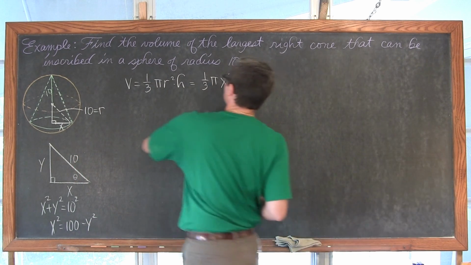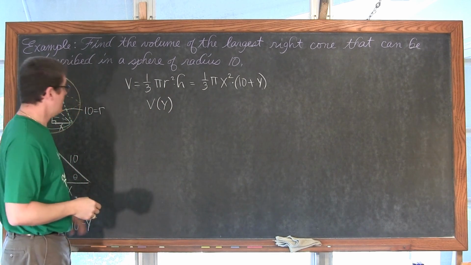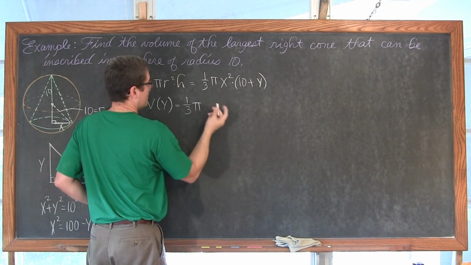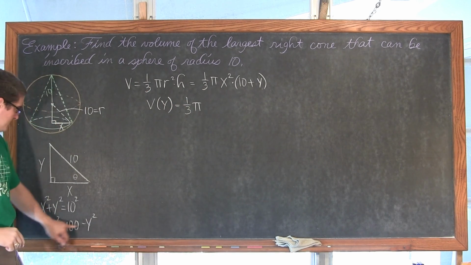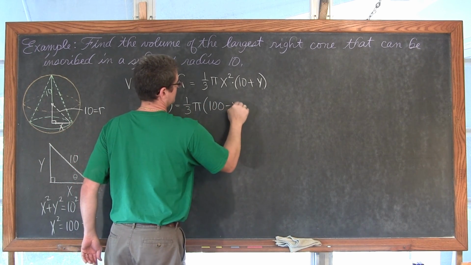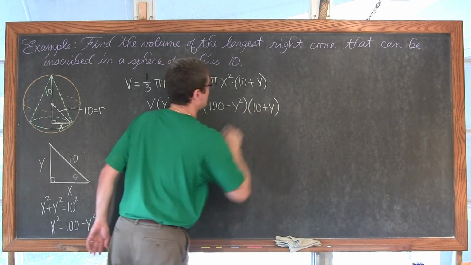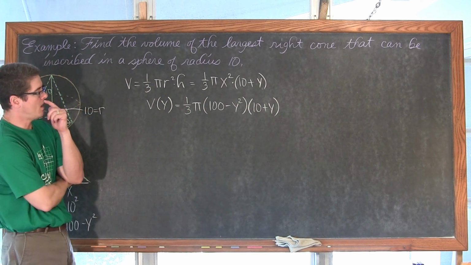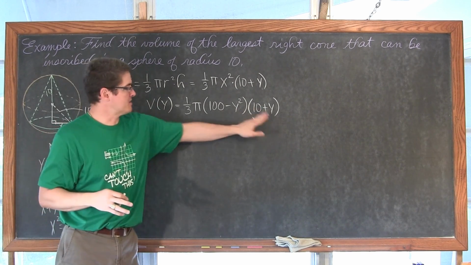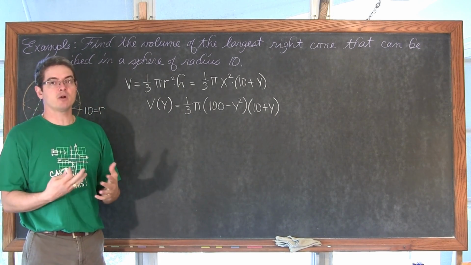Okay, so now I have my volume in terms of y, which is going to be equal to 1/3 pi, the x squared is coming out and 100 minus y squared is going in its place, times 10 plus y. Now, I can distribute this together if I want, but I don't think it's going to make finding the first derivative any simpler.